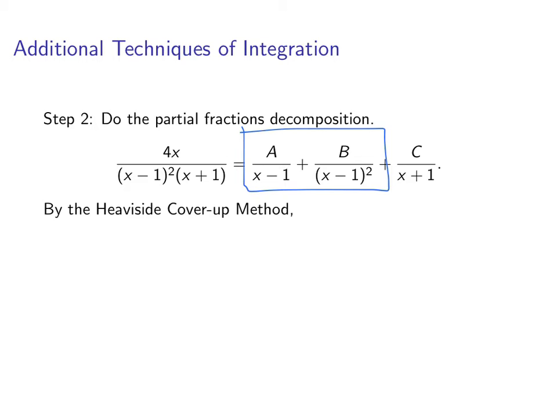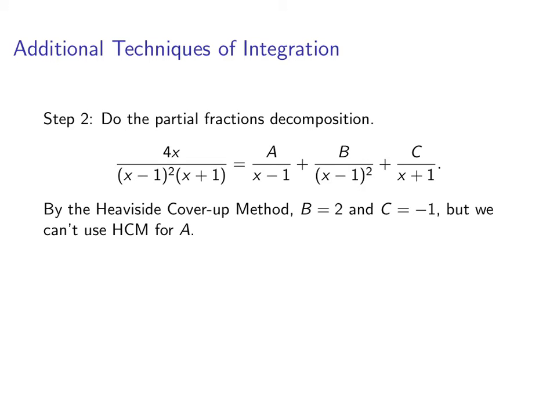Okay, we're going to use Heaviside cover-up. We're going to get B equals 2. Maybe you should pause now and try to use Heaviside cover-up to compute C. Go ahead, pause, and try to calculate C using Heaviside cover-up. You're going to end up with C equals -1. Now, Heaviside cover-up cannot be used to solve for A, because if you have a repeated linear term, Heaviside only works for the highest power of that linear term. So we can't use Heaviside for A. We're going to have to go back to our other techniques.